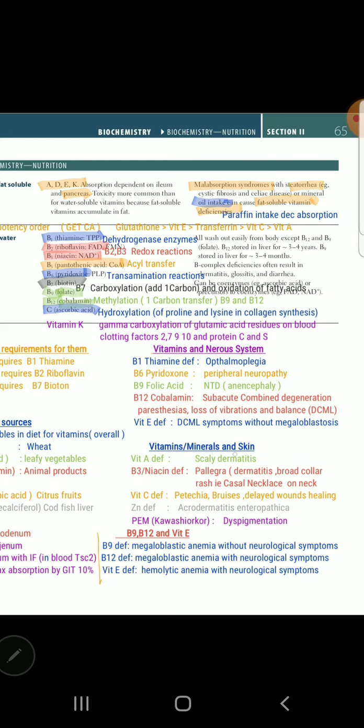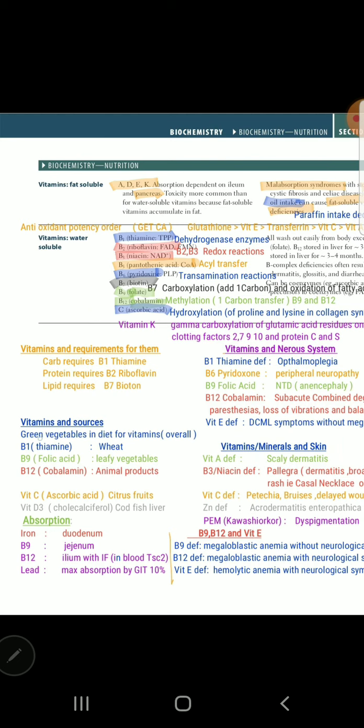Then vitamins, minerals, and skin related issues. Vitamin A: it is not deficiency, in fact, it is the excess that leads to scaly dermatitis. And then B3 or niacin deficiency, pellagra, skin related dermatitis, broad collar rash, and Casal necklace on the neck. Vitamin C deficiency: petechiae, bruises, delayed wound healing. We just discussed that the hydroxylation process is hampered, defective collagen is formed, and these are skin disorders. Zinc deficiency: acrodermatitis enteropathica, protein energy malnutrition, especially kwashiorkor, dyspigmentation is there.